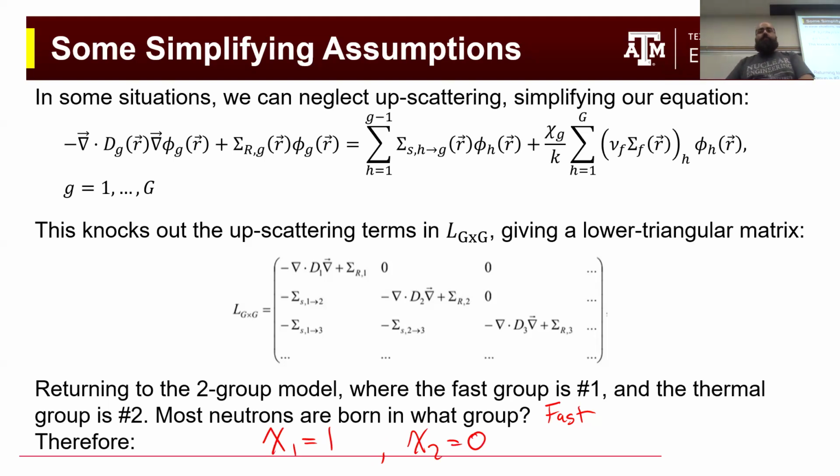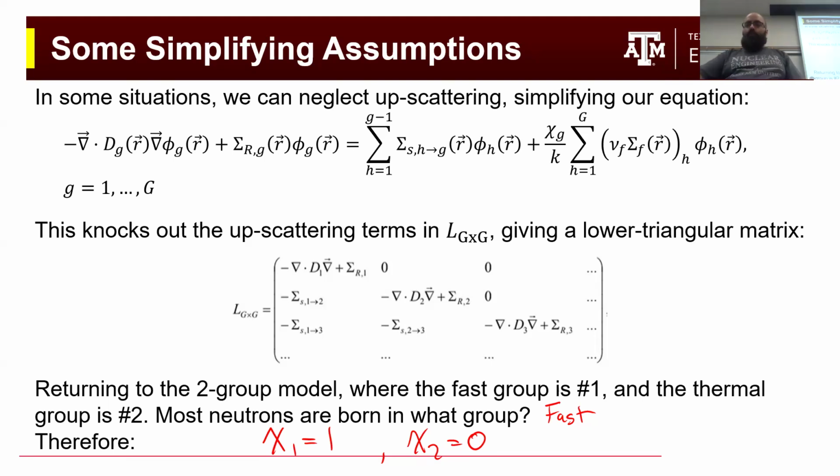That's another assumption that you might see if you're doing a two-group model. You might be told to assume that all of the neutrons are born fast, in which case your chi2 would be zero, and then in your equation for group two, you would have no fission production terms. You would only have fission production terms in the first group, the fast group, which is a decent argument to make because of the fission spectrum: most neutrons are born fast, and then they have scattering reactions that kick them down into thermal energies.